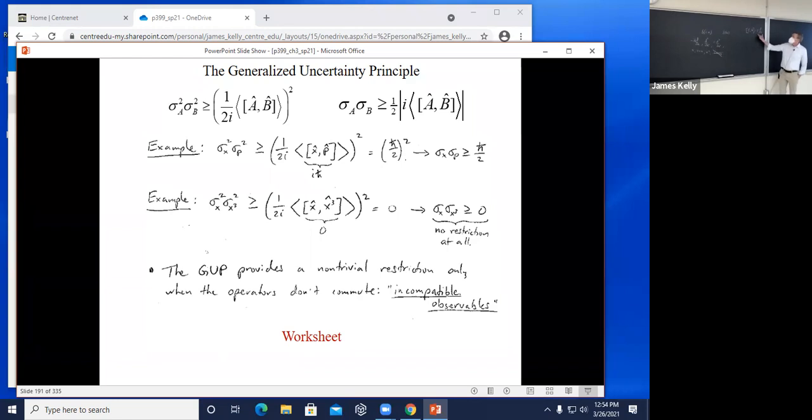But one thing to notice is it's not Hermitian. The commutator of 2 operators is not Hermitian. It's something called anti-Hermitian, which means you exactly get a minus sign when you take the Hermitian conjugate of it.